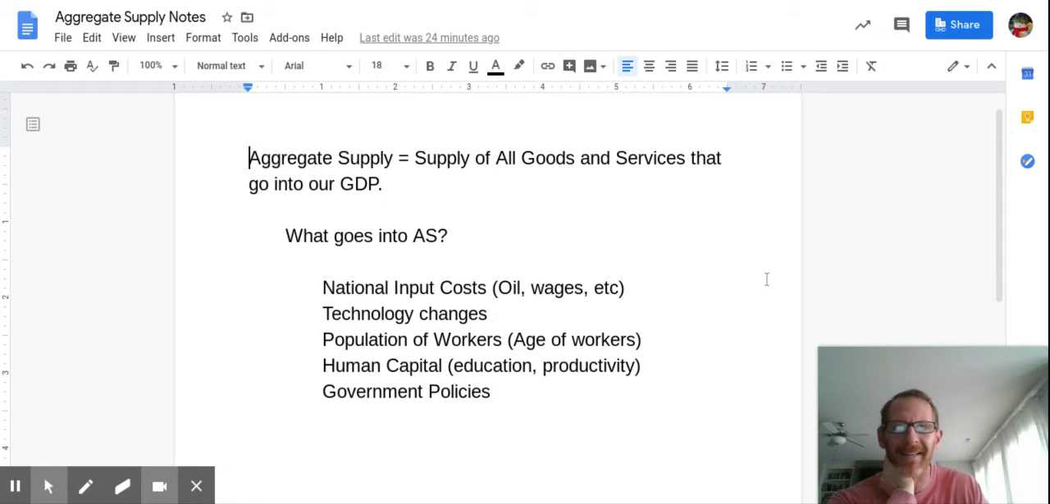We've learned about aggregate demand and how aggregate demand has the four properties of GDP in it, how it's downward sloping like a regular demand curve, that aggregate demand has the C, I, G, and X functions of GDP. Well, now we're going to learn about aggregate supply.